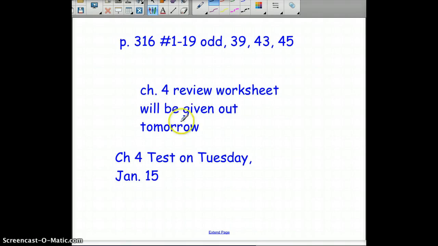Your homework will be page 316, 1 through 19 odd, 39, 43, and 45. I will give you a chapter 4 review worksheet tomorrow, so you can work on that over the weekend too if you want to. And then we'll have a chapter 4 test on Tuesday, January 15th, and we'll review Monday.